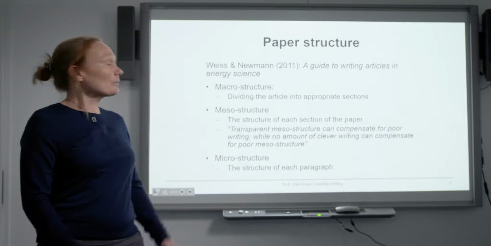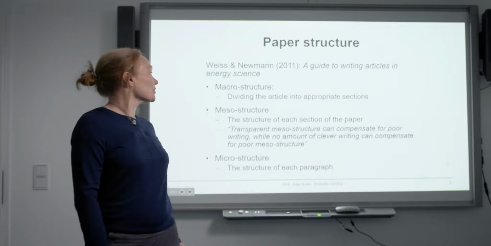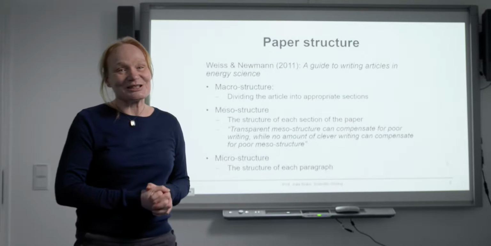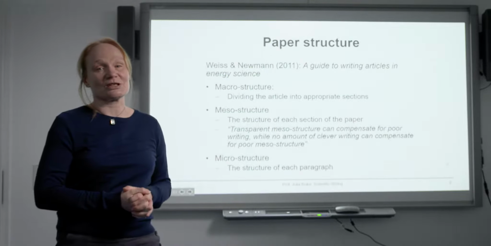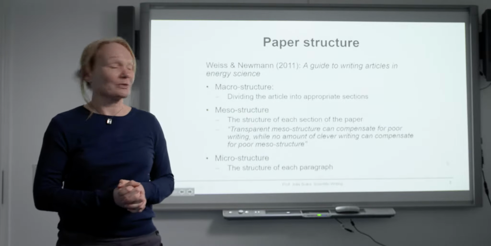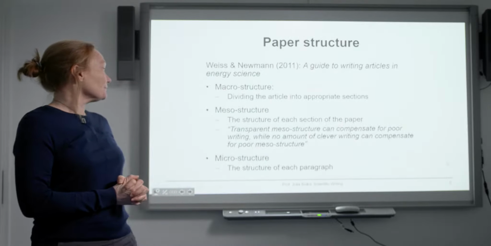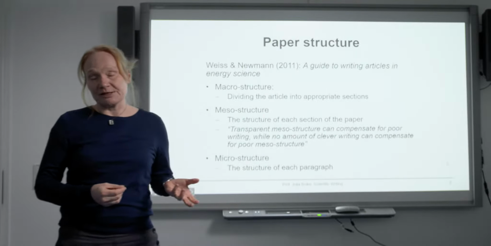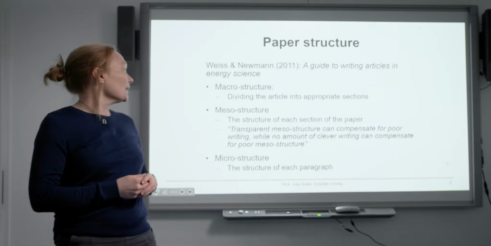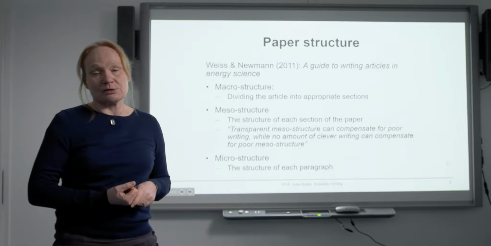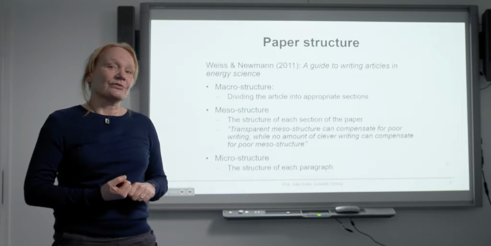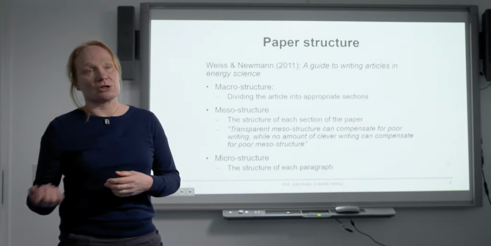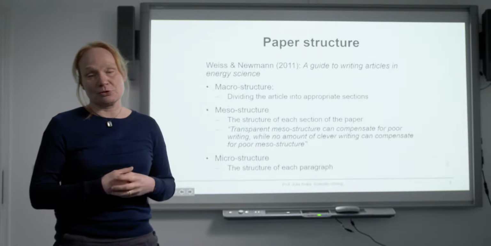This is by Weiss and Neumann, 2011, and it's a guide to writing articles in energy science. So not necessarily a topic that we are dealing with, but they give some very good advice on how to write papers. And first of all, they divide the paper into a certain structure. They divide the paper into the macrostructure, which is dividing the article into appropriate sections. For example, a section would be your introduction, your method, your results, your discussion, similar to a paper or also to your thesis.